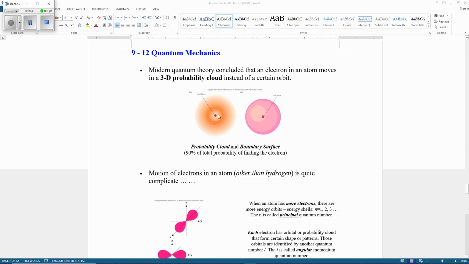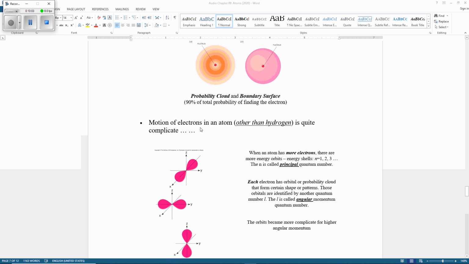Okay, here's the modern theory. Electrons are not in a circle at the same distance from the nucleus. The electron can be here or there, but most of the time, I will say 90% of the time, it is around this area. So we call it a probability cloud. And the motion of an electron in an atom is quite complicated.